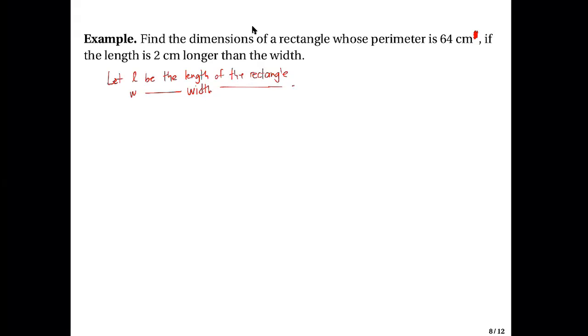And we are given that the length is 2 centimeters longer than the width. So again, analyze how it should be written. The length is 2 centimeters longer than the width, so you have the width plus 2 centimeters. Correct? You have the width, you add 2 centimeters, that's your length. Now, the perimeter is equal to 64.